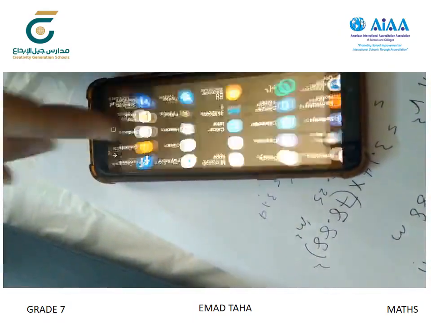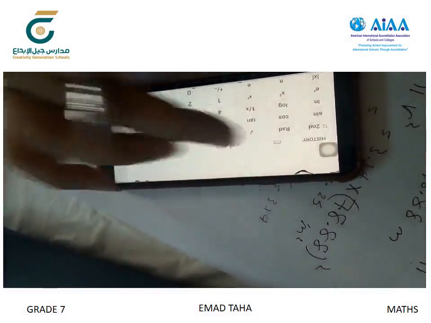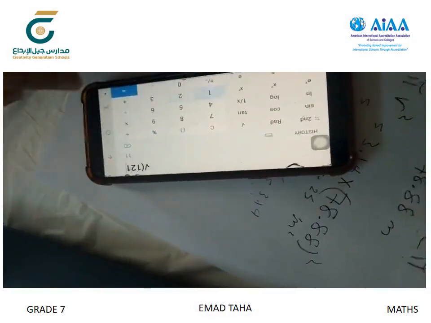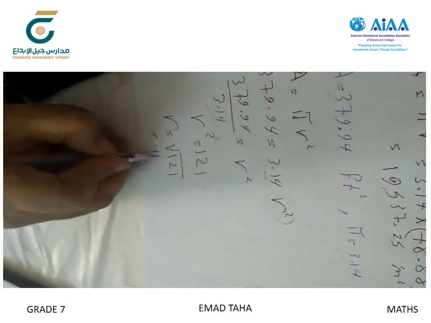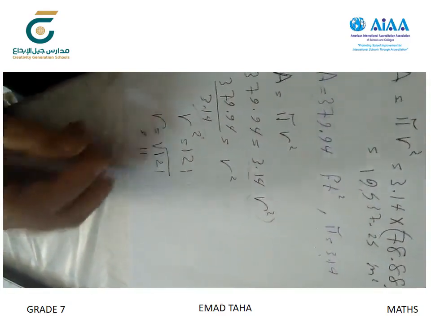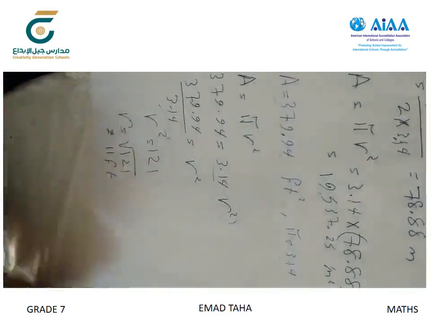Okay, now we write the square root of 121 equals 11. So r equals 11. What's the unit here? Feet, equals 11 feet. Thank you.